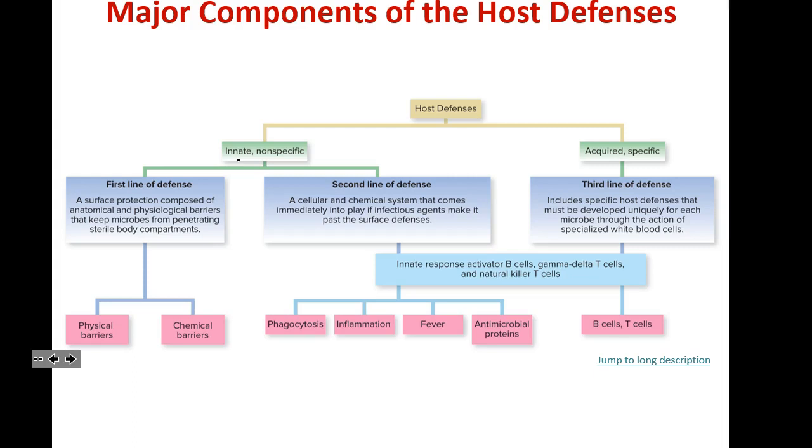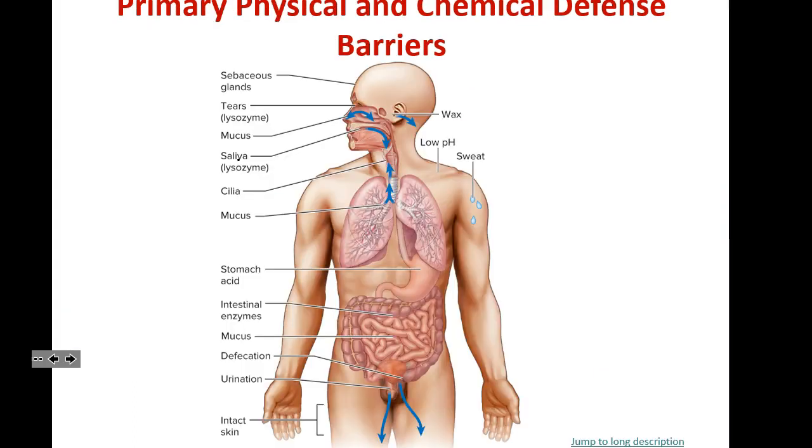And then our third line of defense is acquired and specific. It includes specific host defenses that must be developed uniquely for each microbe, through the action of specialized white blood cells, and it involves B cells and T cells. So let's look at all of these.